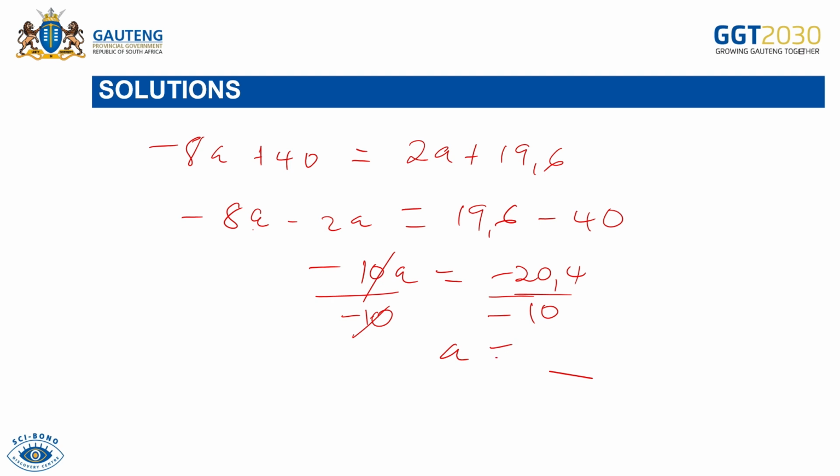So therefore our a will be 20.4 divided by negative 10. It's 2.04 meters per second squared. They are looking for the magnitude. So it's 2.04 meters per second squared.